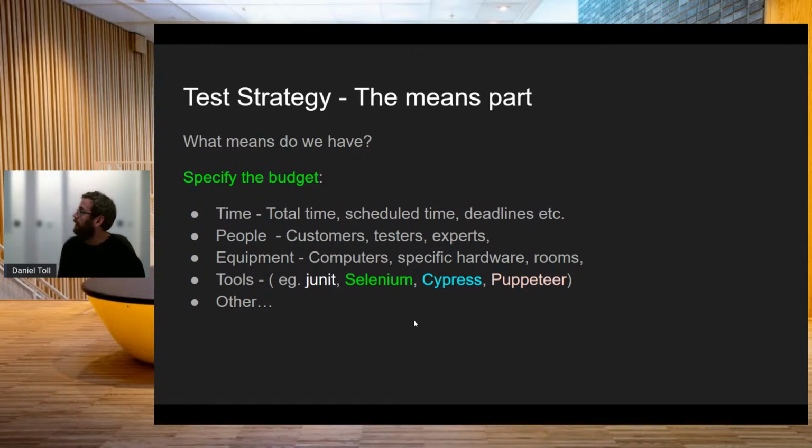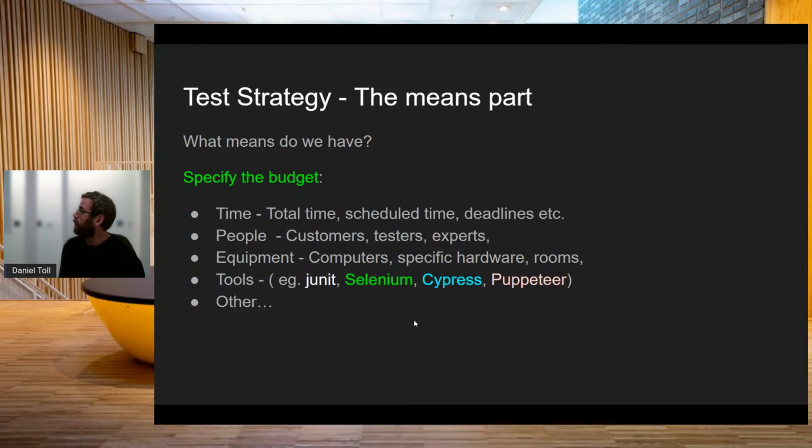Really, anything that is input that costs something for us, that is our means. And if we are working on a project, we need to ask for this probably. People are going to give us these things, so we need to make sure that we get them.